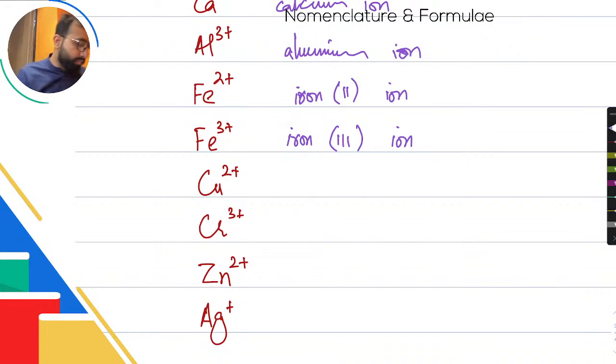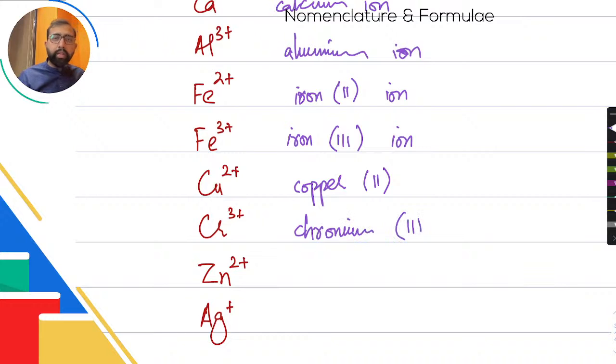Now here's the thing. This one is copper with a positive 2 charge, so we say copper 2. That is chromium with a positive 3 charge, so we say chromium 3. And all that is fine because they are all transition metals. But here's the thing. Not all of these are transition metals.